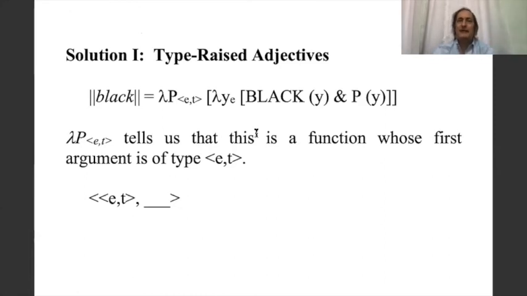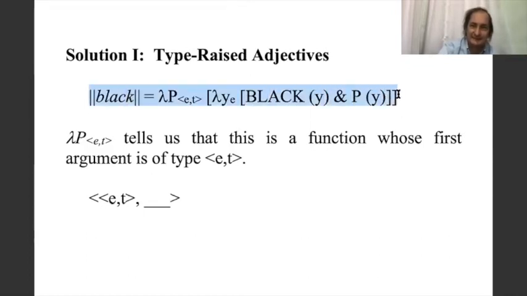Okay, so let's go and look through those two solutions. The first one is called the type-raised adjective solution. You'll see why that is the case pretty soon, but the idea of type raising is to take black, which has so far only been of type ET, and to turn it into something more complicated. And this is what that something more complicated is, and we'll calculate that type in just a minute.